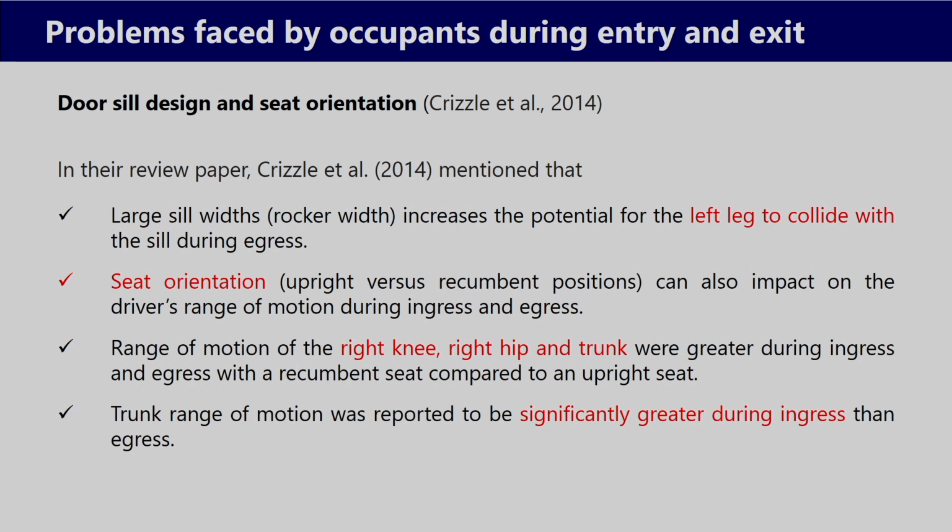Range of motion of the right knee, right hip and trunk is greater during ingress egress with a recumbent seat compared to the upright seat. So, if the seat is in recumbent position, then the range of motion of the right side of the body, that is the right knee, right hip and trunk, is relatively high. The trunk range of motion was reported to be significantly greater during ingress than egress.